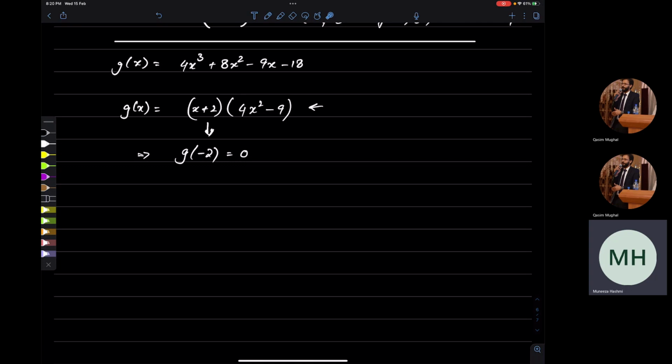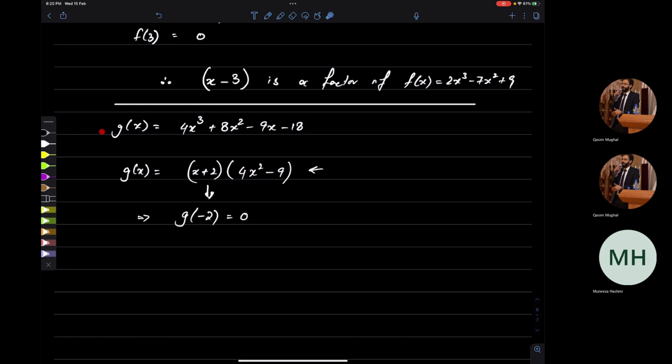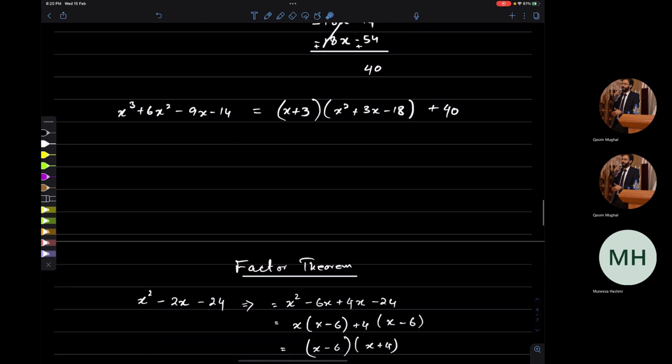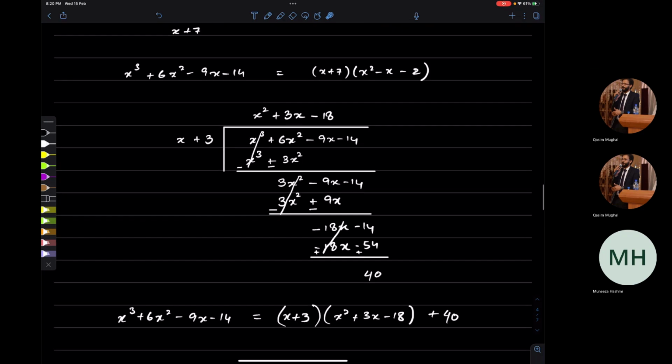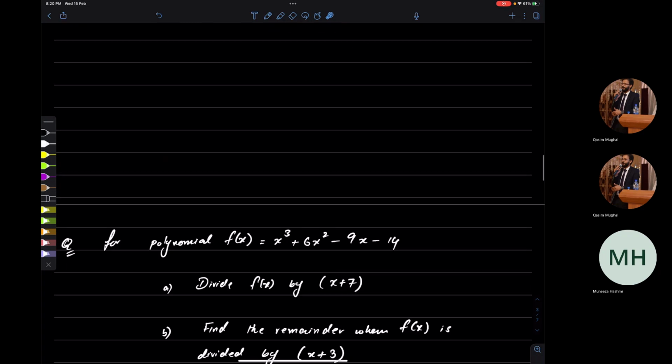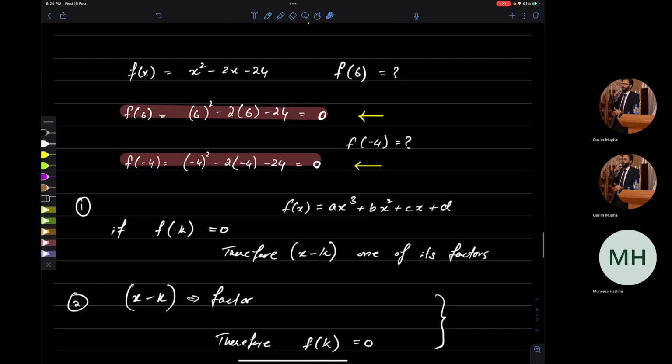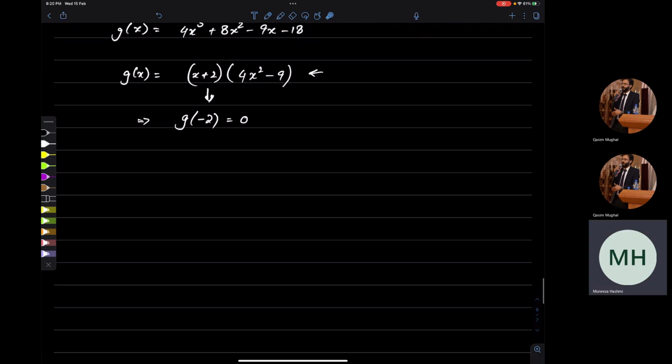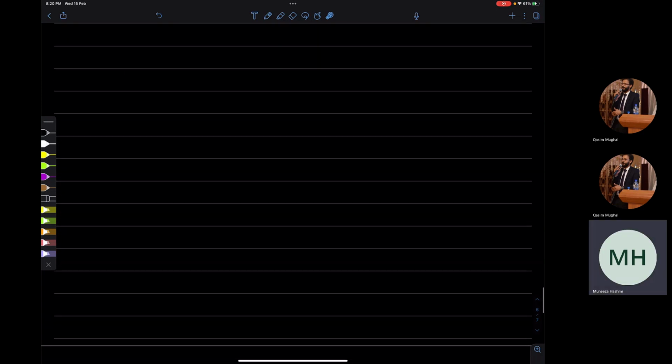Yes, sir. Don't worry about how I got the factors of this. We'll be studying that today, how to factorize the polynomial. We kind of studied this in a previous lesson, that once you get 0 as a remainder, then these two are the factors of this polynomial. Okay? Yes, sir. Is this clear? Yes, sir. It's clear.